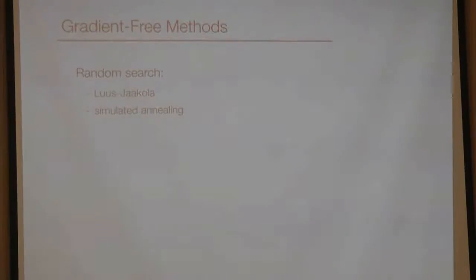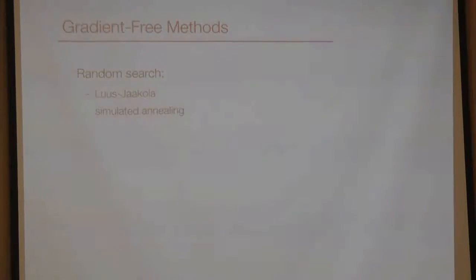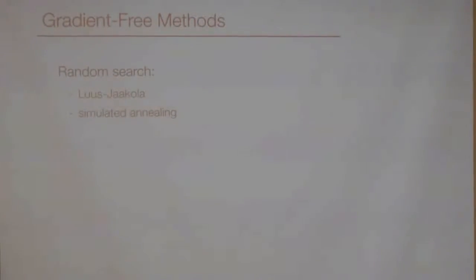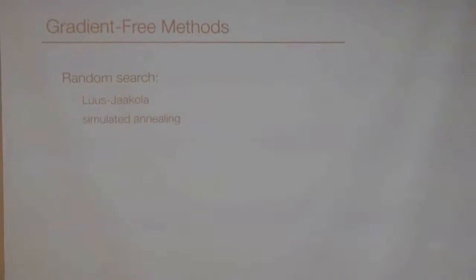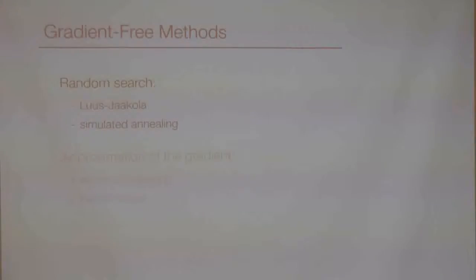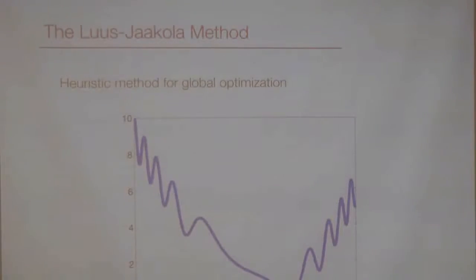In today's lecture, we will cover two basic categories of gradient-free methods. The first one will be random search methods, represented by the Luus-Jaakola and the simulated annealing method. And in the second part, we will cover methods which only approximate the gradient based on some local measurements. This would be the so-called extremum seeking algorithm and the Nelder-Mead method. So let us start with the first random search method, which is the Luus-Jaakola method.